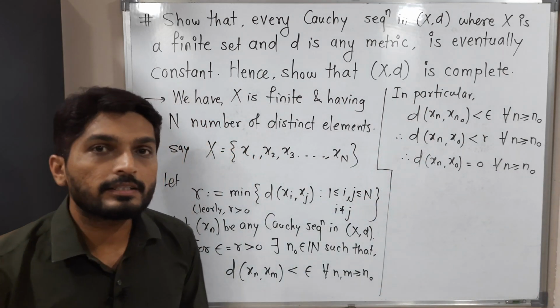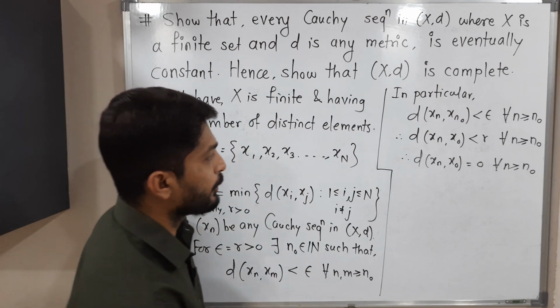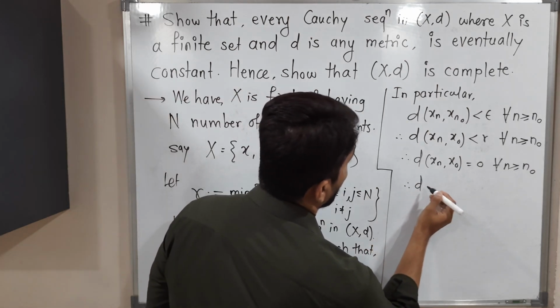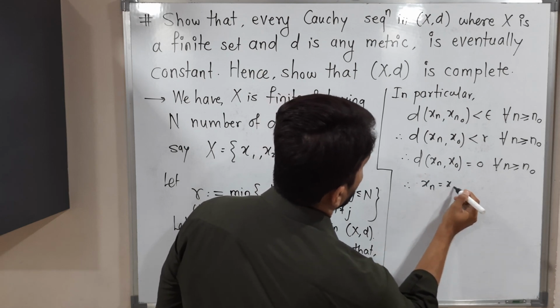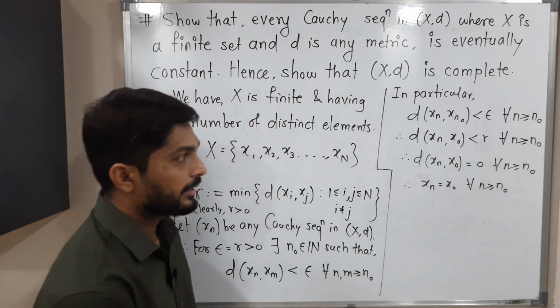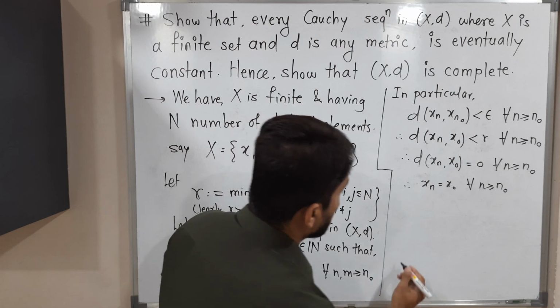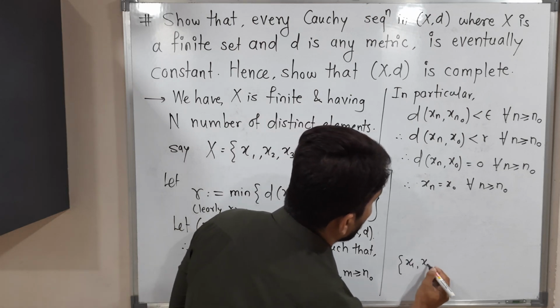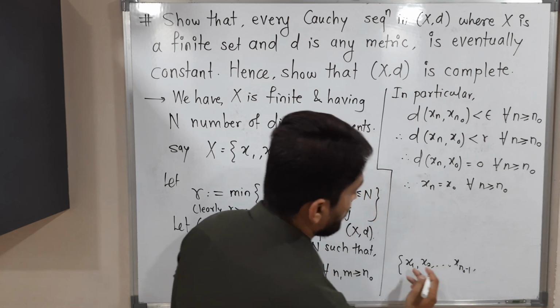So tell me, when we get the distance 0, if both points are same, then we get distance 0. That means both points are same, that means xn is equal to x0 for all n greater than or equal to n0. Getting the point? xn is equal to x0 for all n. That means the sequence will be like this: x1, x2 and so on, x(n0 minus 1), okay.